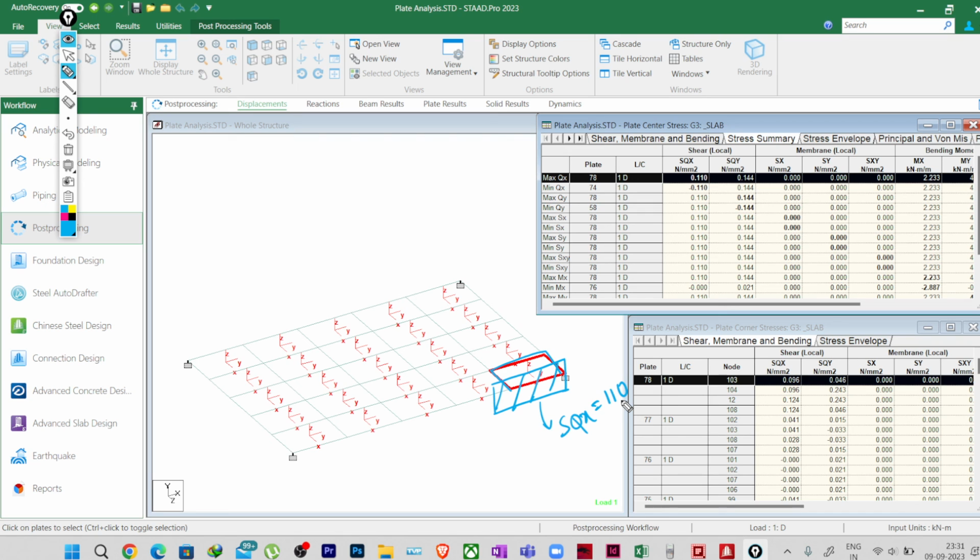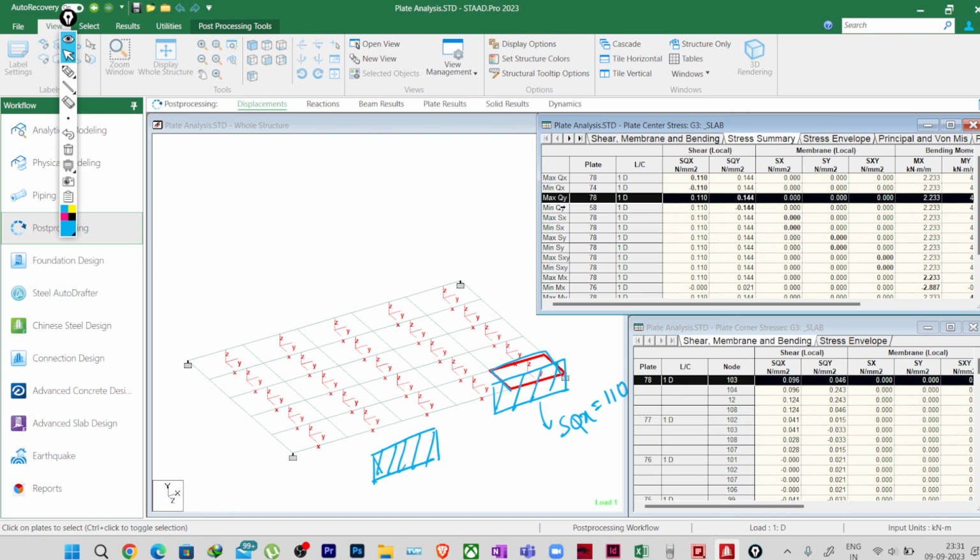At this point I am getting the maximum shear along the Y direction, which is perpendicular to the X direction, so that's why it is SQX. Okay, the face perpendicular to the direction. Now if I see the SQY, maximum we are getting 144 in the same plate, but the plane direction will be changed. Now I will cut the plane at the center of this plate, and it will be something like this, and it will be my SQY equal to 144.